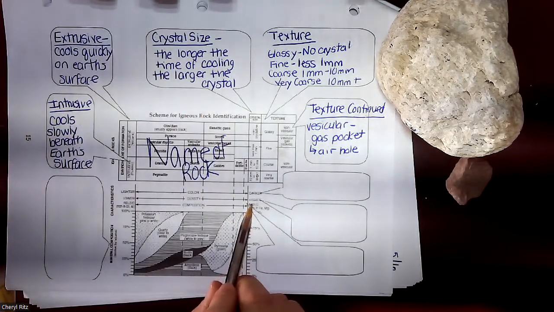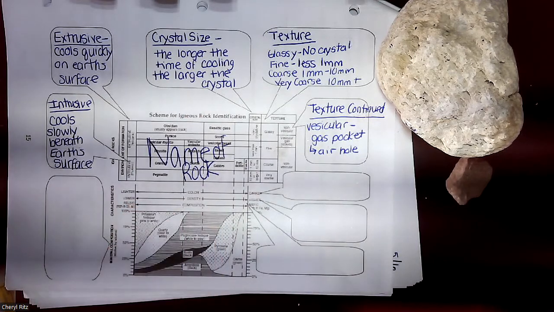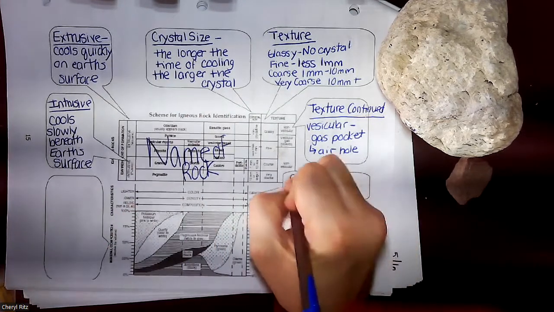Same with density. If it has a higher density, it's on the right. If it has a lower density, it's on the left. So let's get those two in there. So color and density.